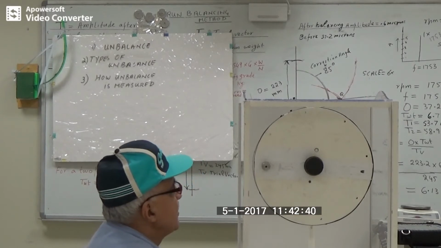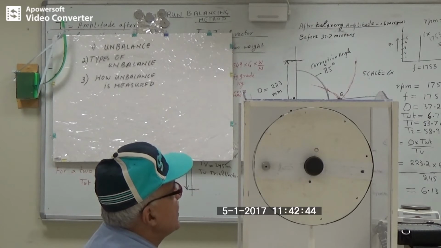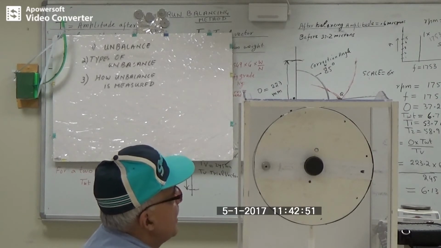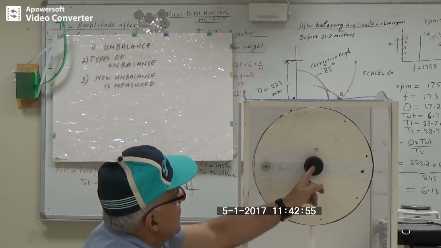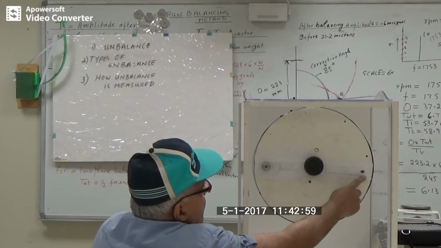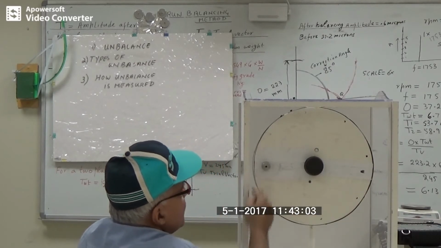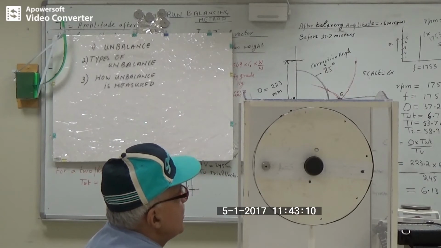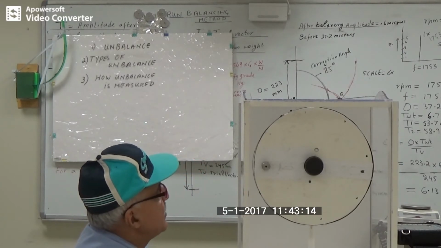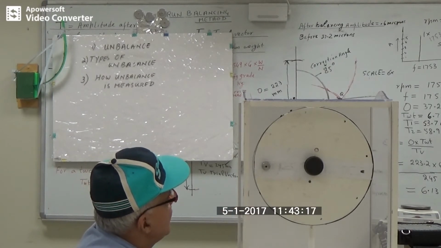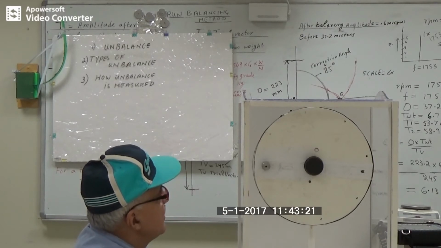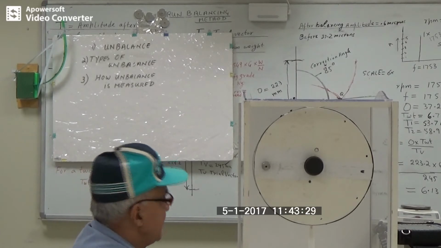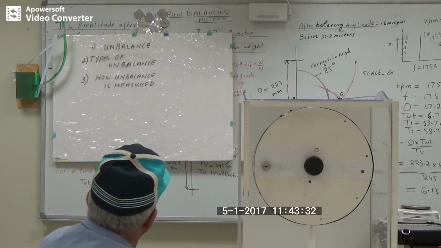Now it is balanced. So for balancing, I have to put weight opposite to the heavy side at some distance from the rotating center line. So this is the heavy side, so I have to put the weight or mass opposite to it. And I should know how much weight I should put. So it means that for balancing, I need two things. One is the weight, how much mass or weight, and the angle. I should fix it opposite to the heavy side. Okay.